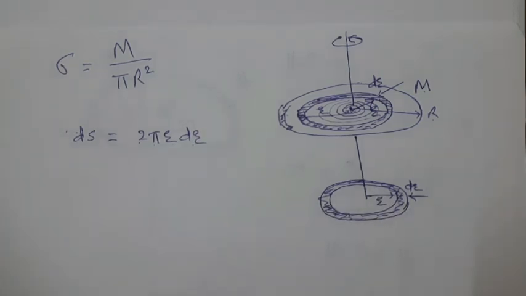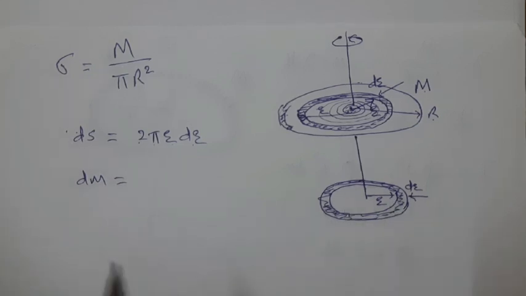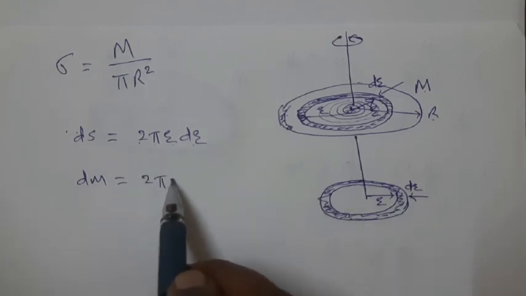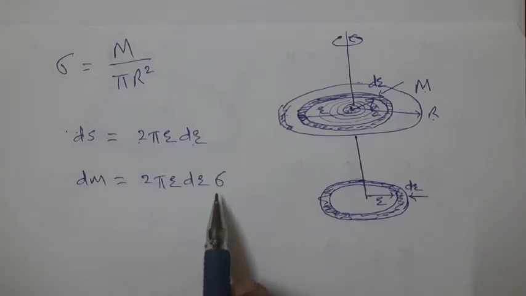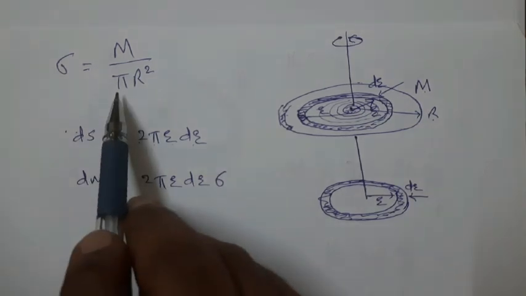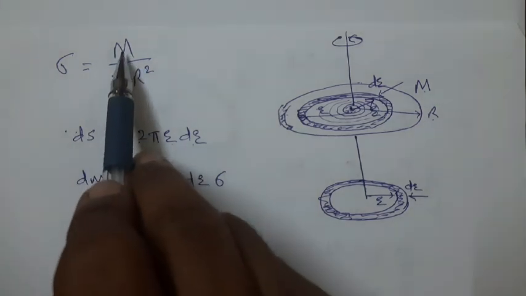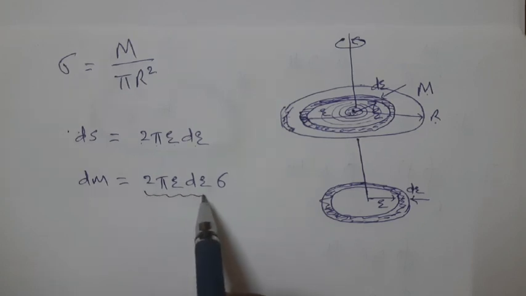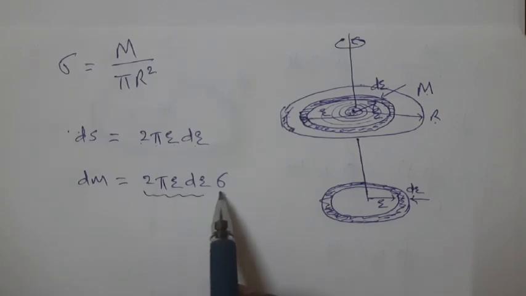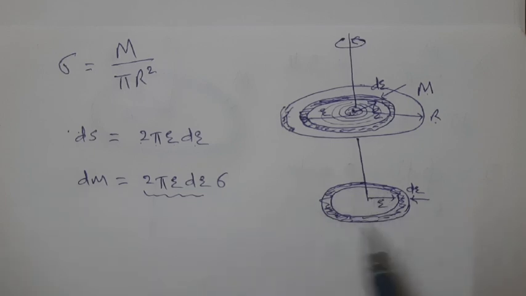By knowing this area, I can determine the mass of this ring to be equal to 2 pi r dr into sigma, because sigma is the areal mass density or surface mass density. It is mass per unit area, and therefore if this is the area, I will have to calculate the mass by multiplying this term by sigma. Therefore this is the mass of that ring.